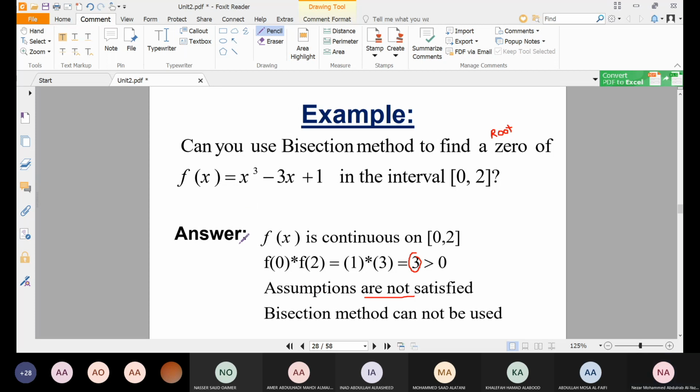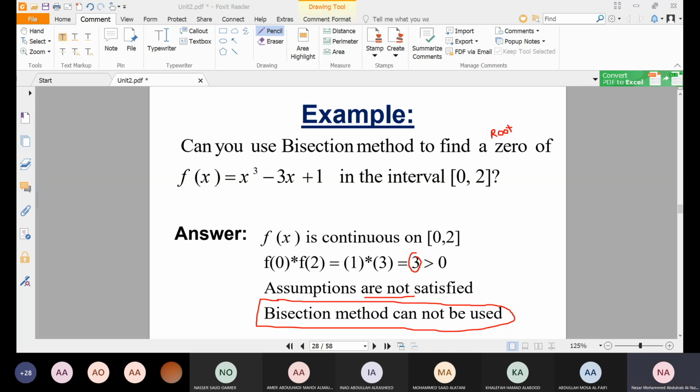So in this case, for this type of problem, I will stop here. I will say this method cannot be used. The bisection method cannot be used because the first condition is not valid. Okay, the first condition is not valid here. Any question?